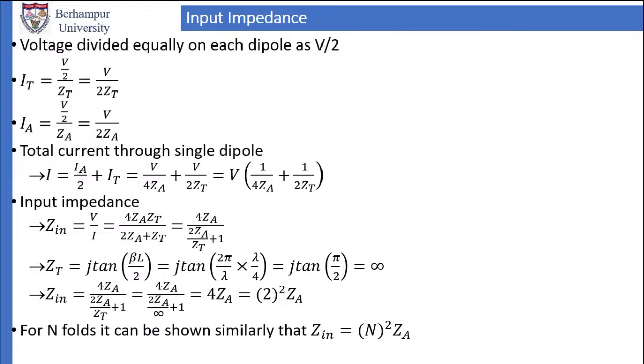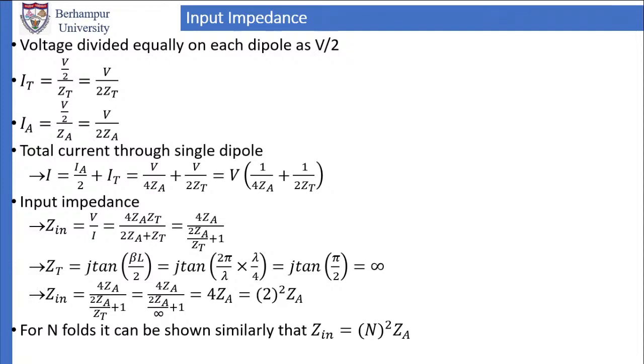That we can write as j tan beta L by 2, where beta is equal to 2 pi by lambda. So 2 pi by lambda into L, and L is equal to lambda by 2, so this will be lambda by 2 into 1 by 2, that is lambda by 4. So j tan of 2 pi by lambda into lambda by 4. Lambda cancels out. 2 in the numerator cancels with 4 in the denominator, leaving 2 in the denominator. So ZT is equal to j tan pi by 2. As you know, tan pi by 2 is equal to infinity. So ZT is equal to infinity.